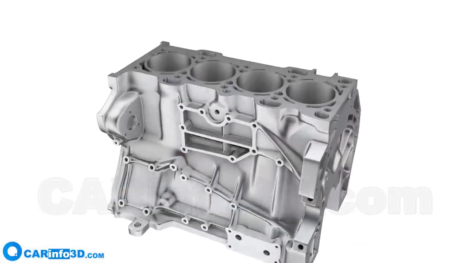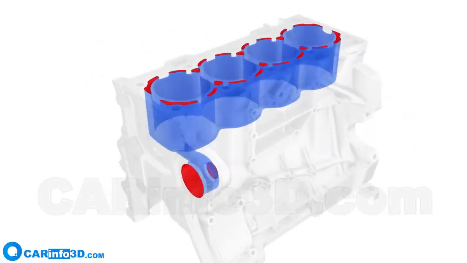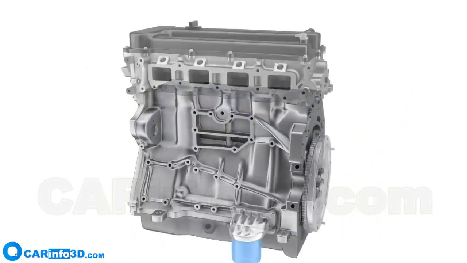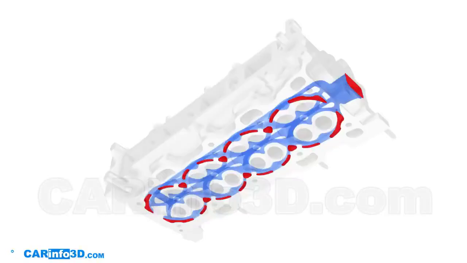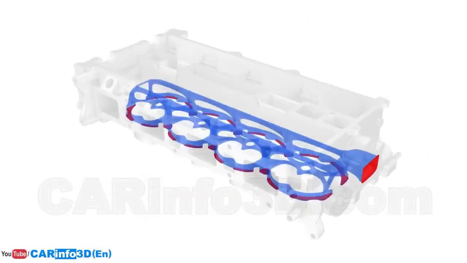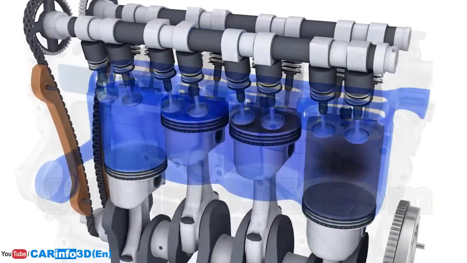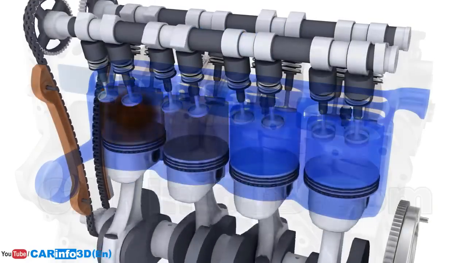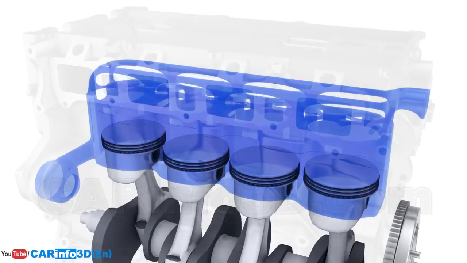Heat is removed from the engine via cylinder block ducts and cylinder head ducts. These ducts, known as the cooling jacket, are filled with coolant. The cooling jacket is situated around the engine cylinders and serves the primary purpose of removing heat from those cylinders.